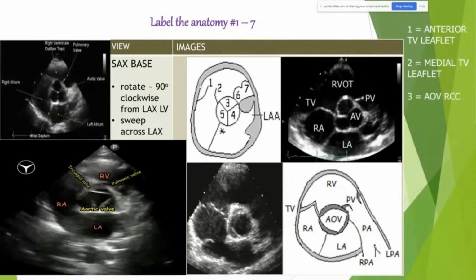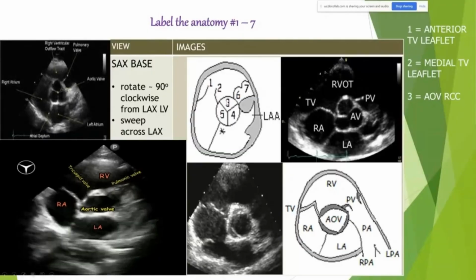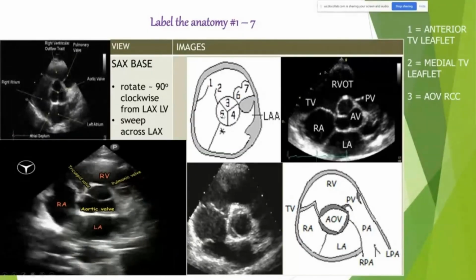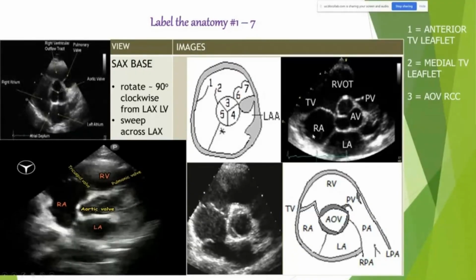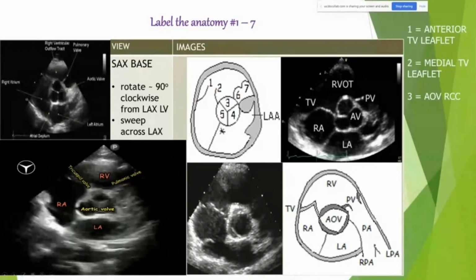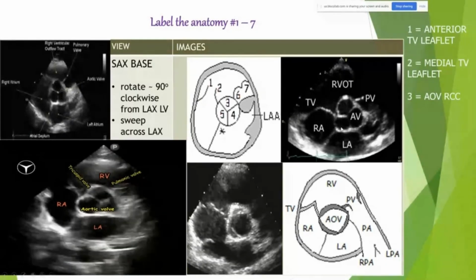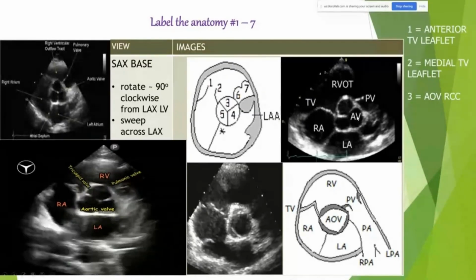Number three, the aortic valve right coronary cusp. By the way, a cheap trick for you. The non-coronary cusp will always be attached to the interatrial septum. You see this? This is the non-coronary cusp. This is the right coronary cusp, and this is the left coronary cusp.